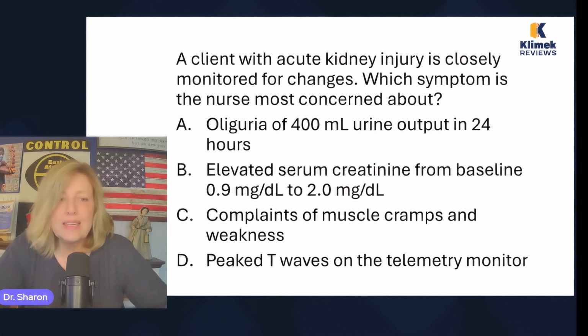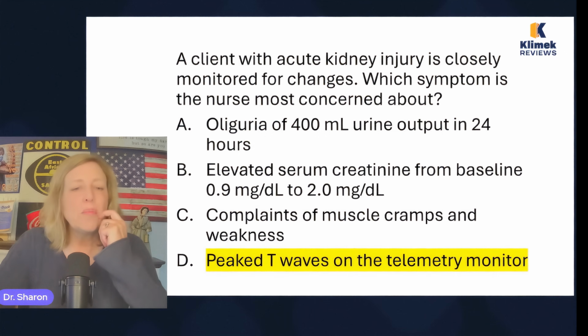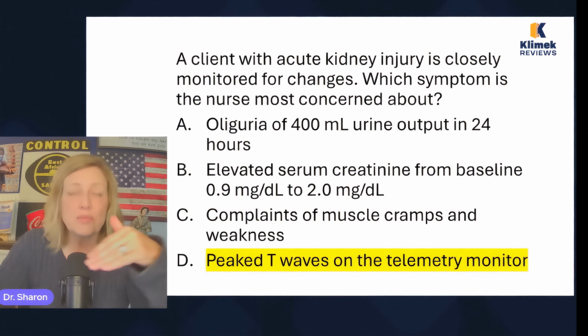So C is usually associated with electrolyte imbalance, but it is relatively vague, and it could just be a symptom of acute kidney injury. And peaked T waves is more specific to potassium imbalance. So I'm going to go ahead and pick D. I'm not sure. I think that's not the best possible question ever, because I'd be potentially concerned about C, but D is more specific, and it says most concerned, and D is more specific to the potassium. So I'm going to go ahead and pick that.